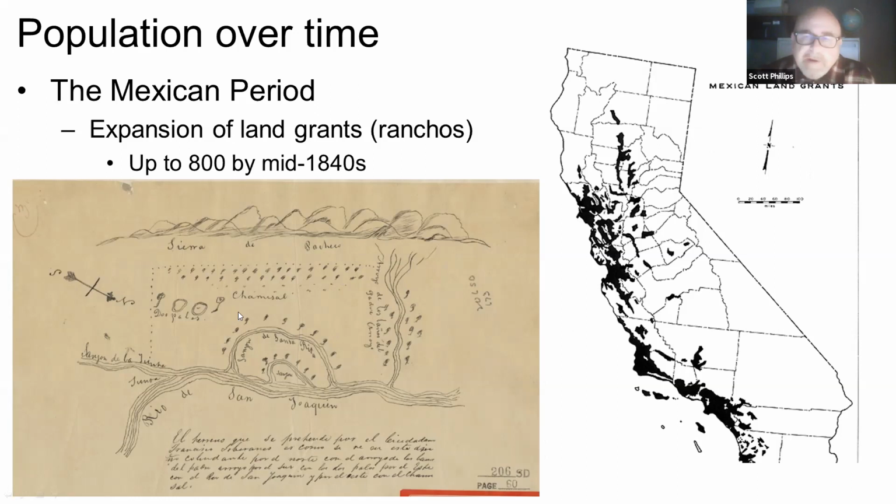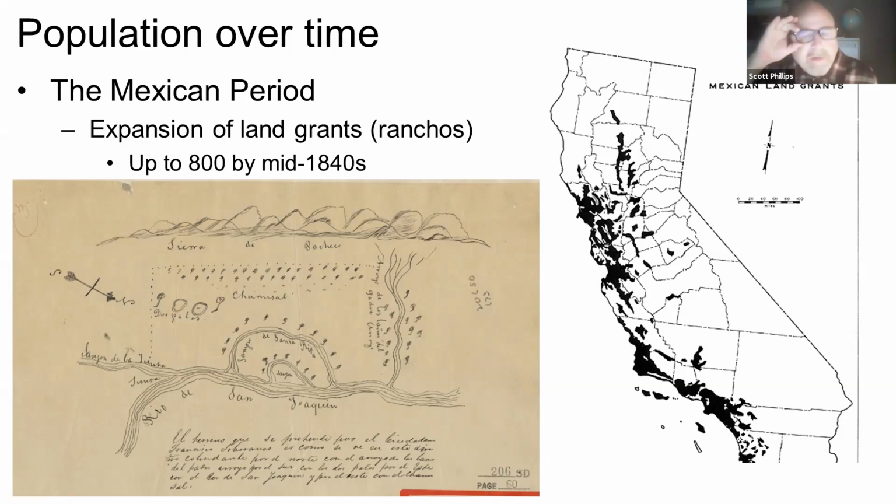Some of these were pretty approximate maps. That would be about here in Fresno and Merced County. And this would be the San Joaquin River. And so it's using landmarks to mark out where this land grant was.